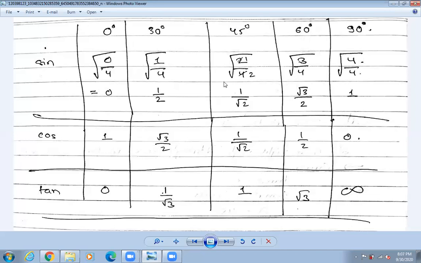The middle number, that is tan 45, is going to be 1, and I told you to memorize root 3.